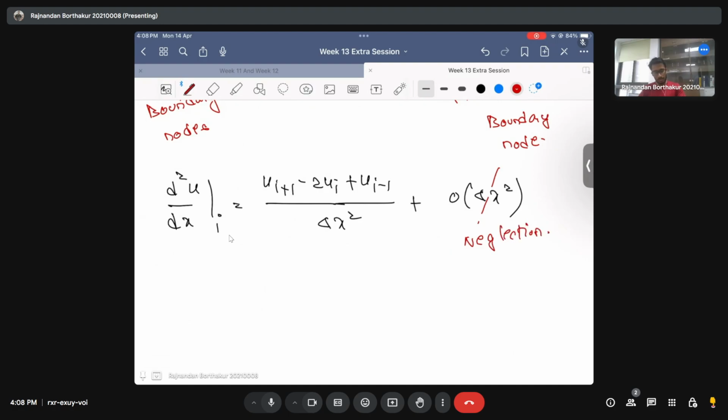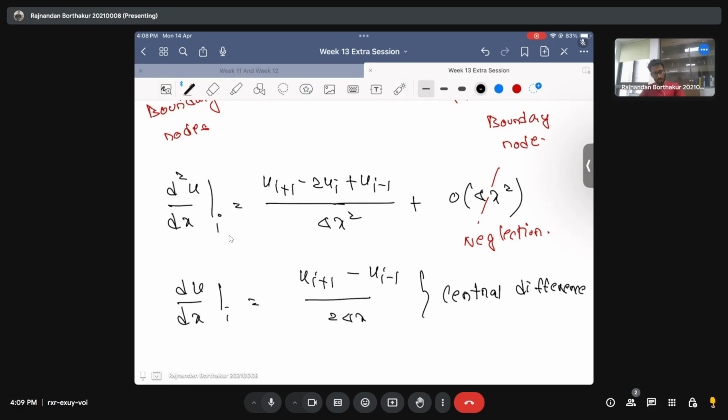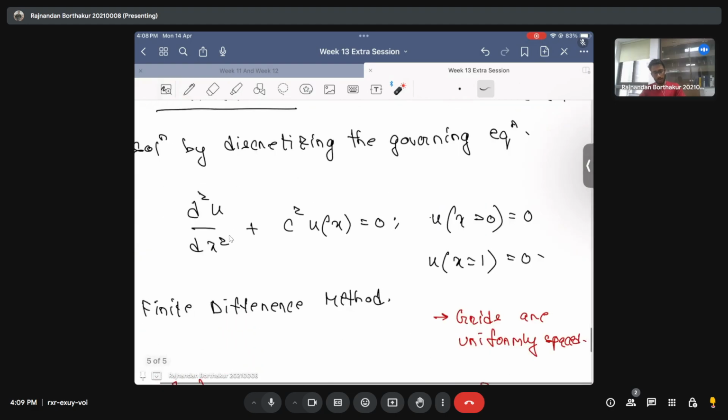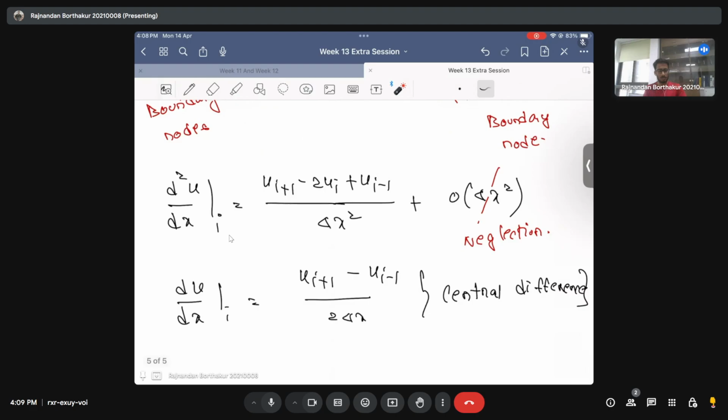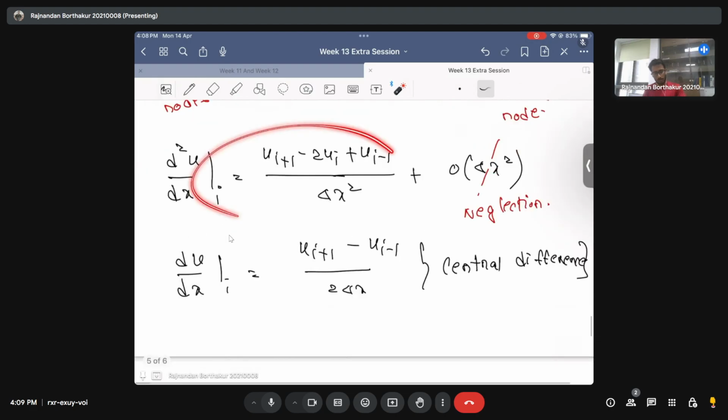Okay. Similarly, although we don't require it, you can also write du by dx at the ith node as u of I plus 1 minus u of I minus 1 by 2 delta x, if you are using something which is known as the central difference. And then the error is also of the order of delta x squared. But we don't require this term because we only have this d2u by dx squared. Okay. So that's it. Once you write the derivative in terms of the nodal values, you just need to substitute this in the governing equation.